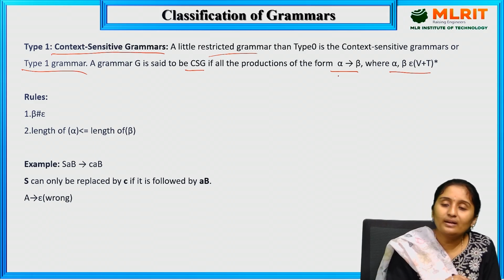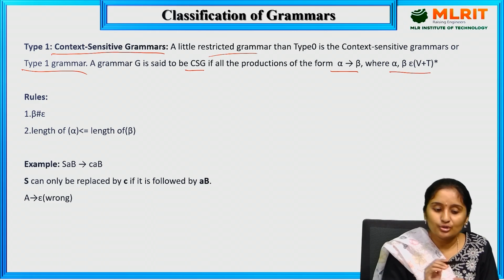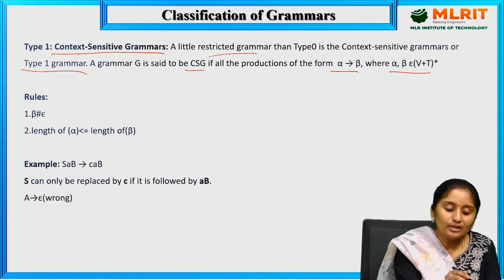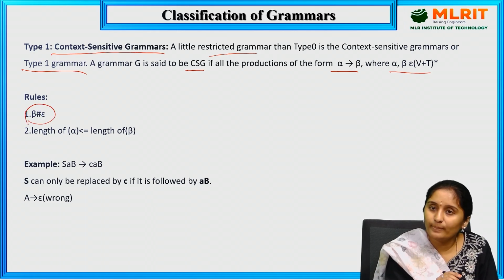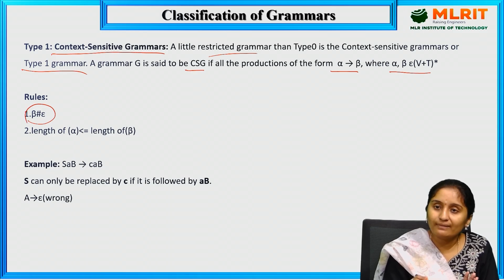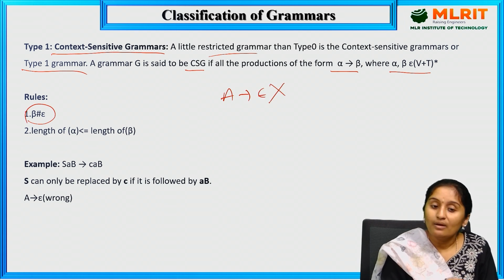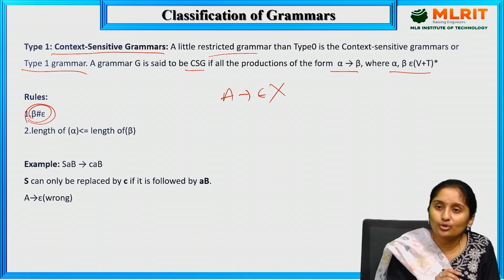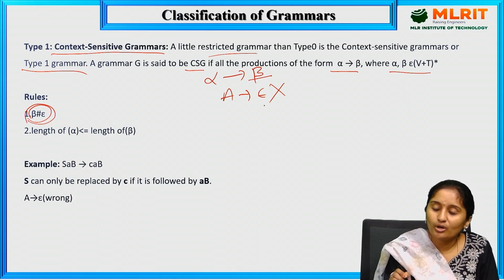The type 1 or context sensitive grammar should satisfy the given production rule that beta should not be empty, that is, it should not have epsilon. Suppose I have A produces epsilon. This is not a context sensitive grammar. Why? Because according to the rule, in alpha produces beta, beta should not have epsilon.